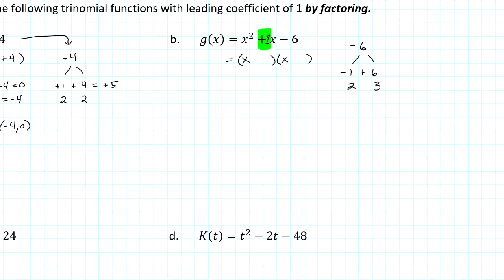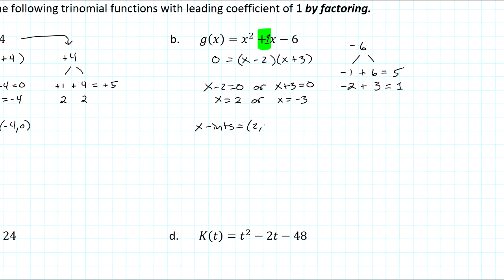So if I did a negative 1 and a positive 6, those would multiply to be negative 6, but they would add to a 5. If I do a negative 2 and a positive 3, they would multiply to be negative 6 and add to be positive 1. So those are our winning numbers. We can plug negative 2 and a positive 3 into the parentheses. We set this to 0, and we get x minus 2 equals 0, or x plus 3 equals 0. Solving these, we get x equals 2, or x equals negative 3. So we can say that the x-intercepts are the points 2, 0, and negative 3, 0.